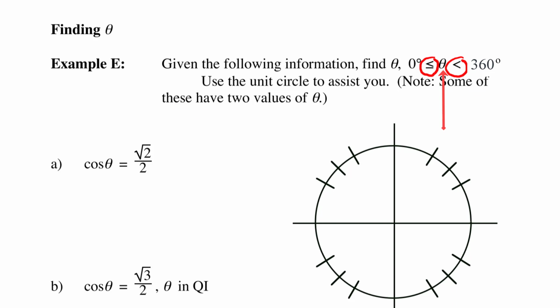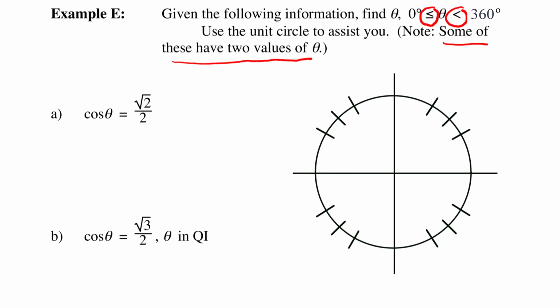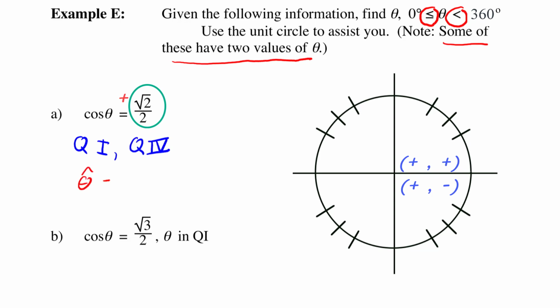So first of all, cosine of theta is square root of 2 over 2. There are two important clues with that number. First, the fact that cosine of theta is positive means theta must be in either quadrant 1 or quadrant 4. Second is the fact that cosine of theta is square root of 2 over 2, and that only occurs at 45 degree angles. So theta hat is 45 degrees.